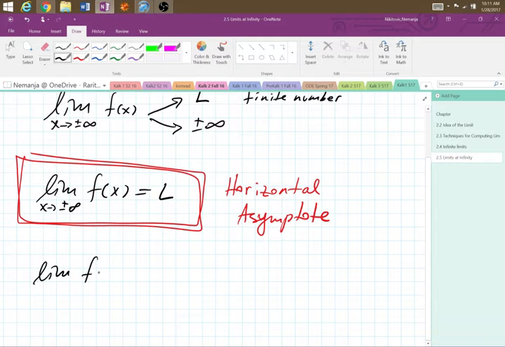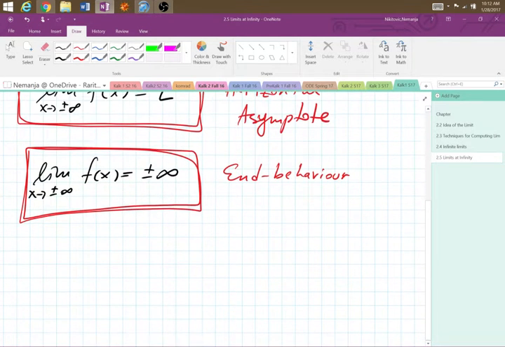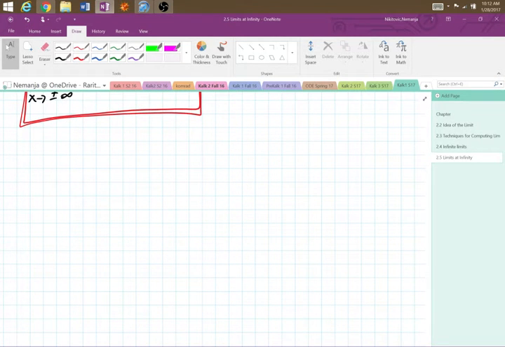So when the limit of f of x equals either positive or negative infinity, with the input also going to positive or negative infinity, we get the end behavior. So to outline both of these on a single picture, I'm going to use the mighty function called e to the x.